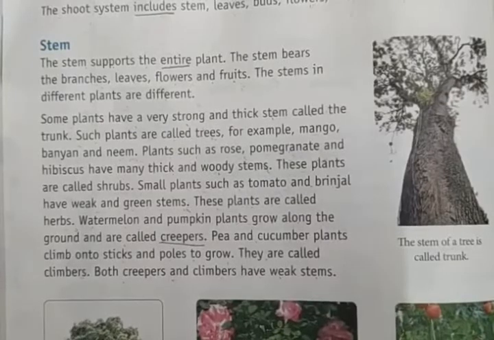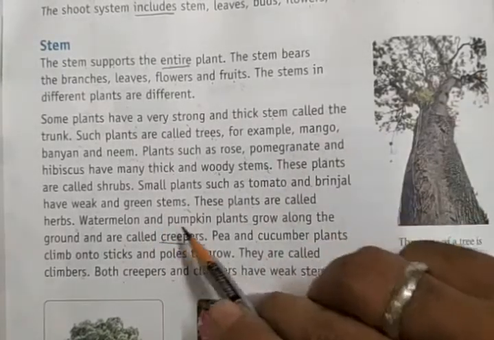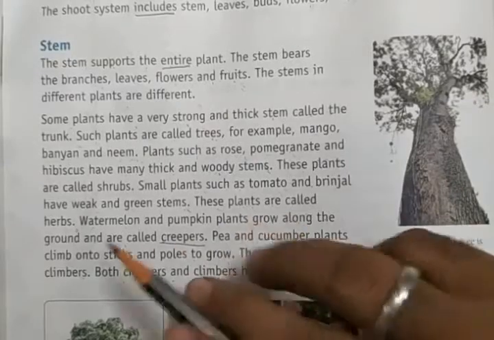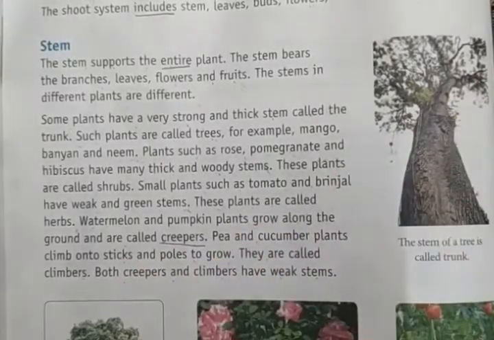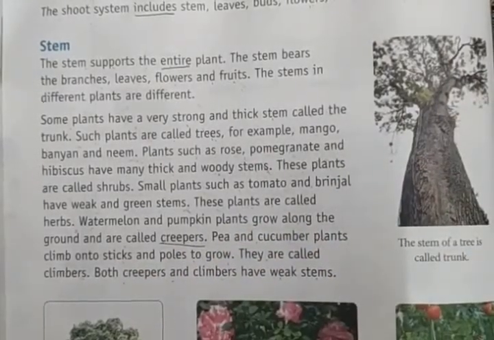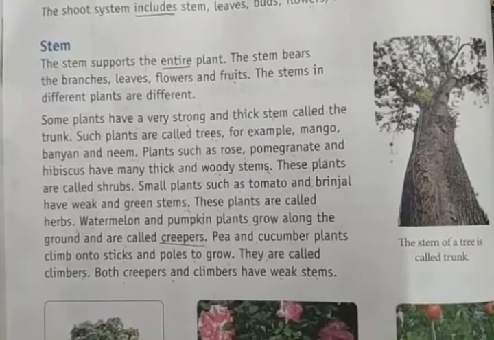They are called ಬಳ್ಳಿಗಳು, creepers. Watermelon, pumpkin plants grow along the ground are called creepers. ಅವು ನೆಲ ಸಮ ಬೆಳೀತಾವೆ, ನೆಲದ ಮೂಲ ಹರಡ್ತಾವೆ ಹಿಂಗೆ. ಓಕೆ, they are called creepers.